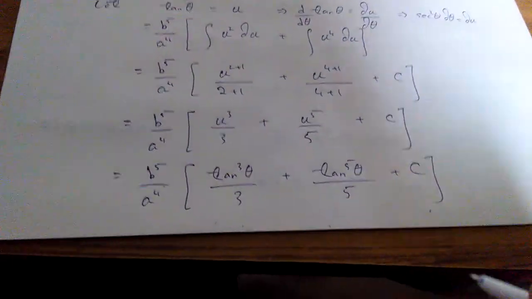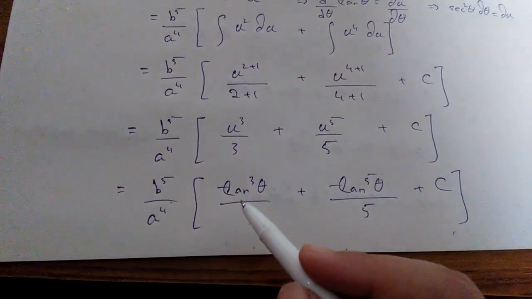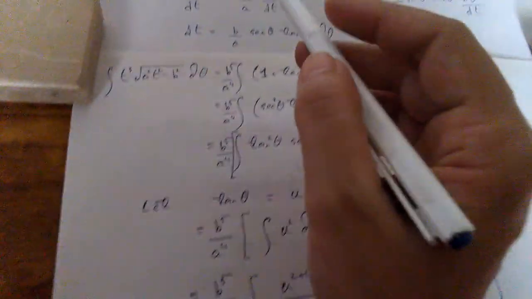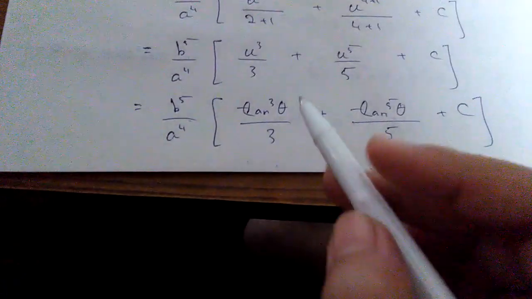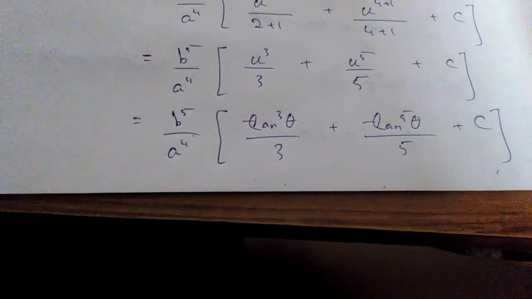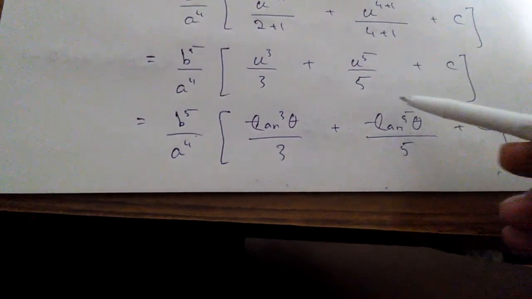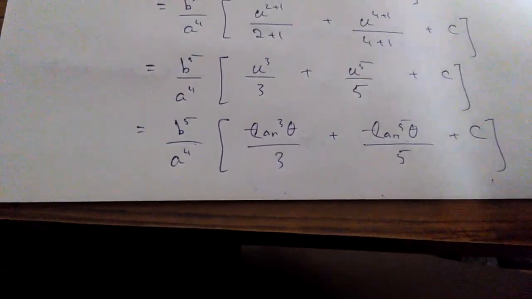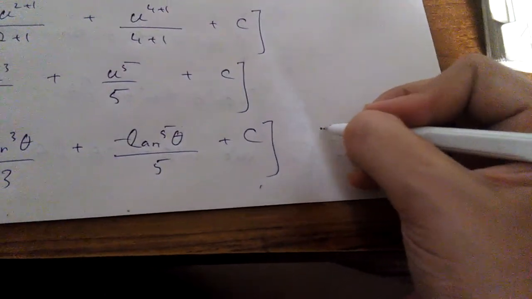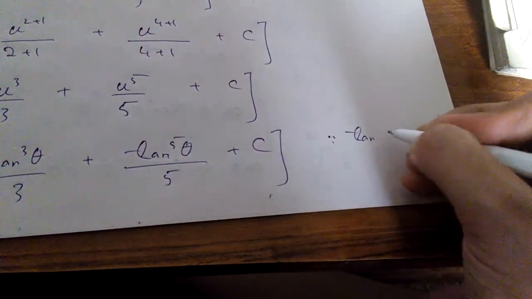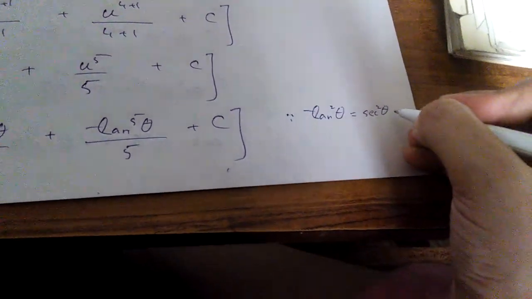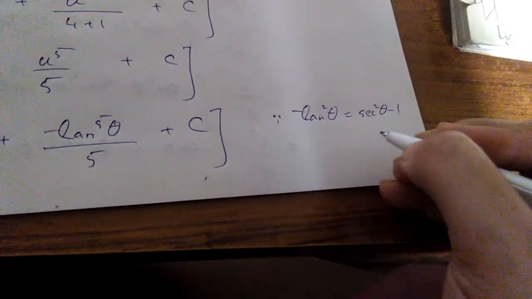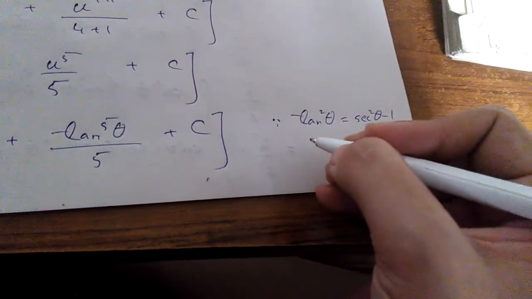Plus some constant. Okay, now you see we have just made our substitution with respect to our tangent theta, and over here we are having tangent theta. So what to do now? We have to replace this tan by our secant. So you know well that your tan square theta is equals to your sec square theta minus 1. So if I just do what? I need tan cube theta here.